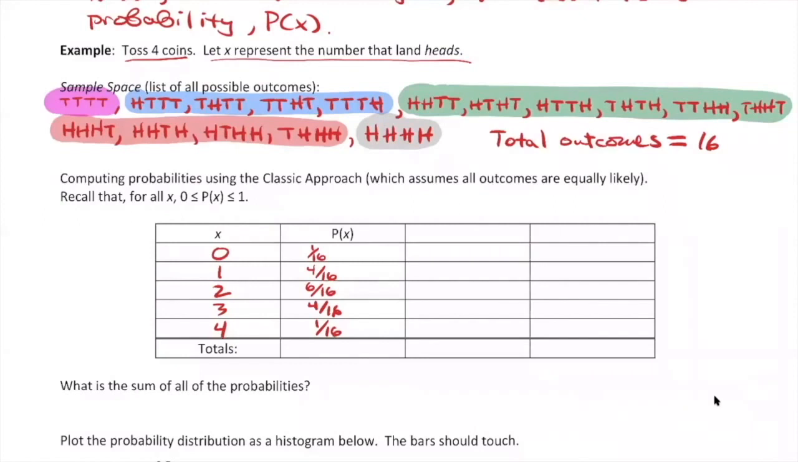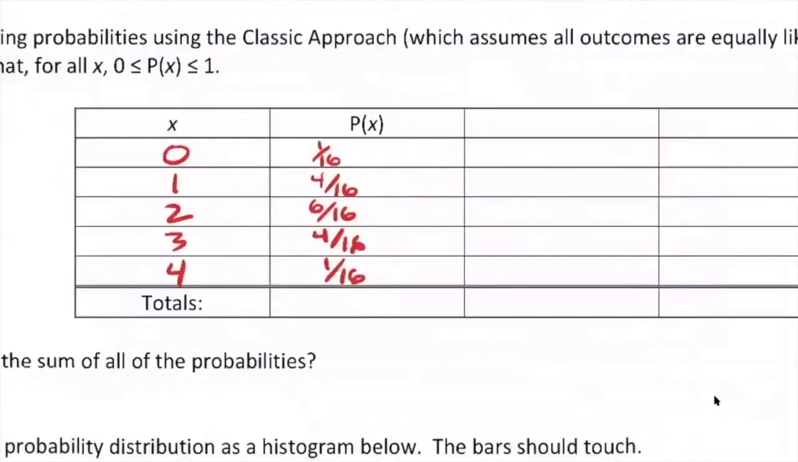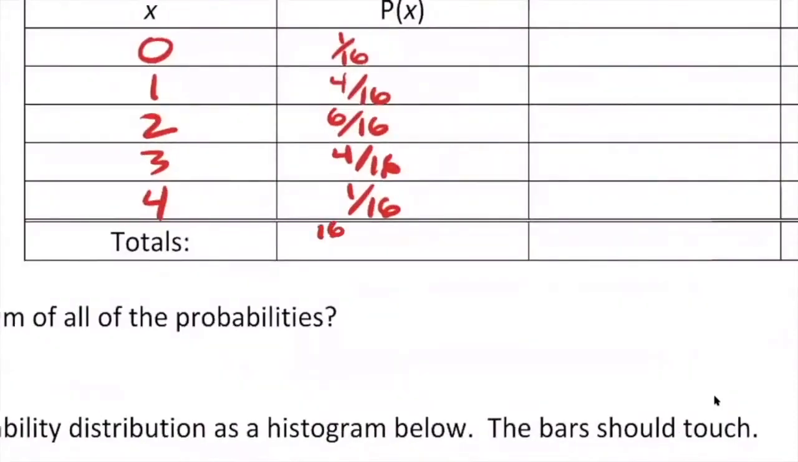And when you list all the probabilities, you're describing how the probability is distributed among the outcomes. So again, that's a probability distribution. What do you think those probabilities add up to? Anybody? Yeah, 16 out of 16, which is 1. So the total is 16 out of 16, which is 1, and 1 is the same thing as 100%.